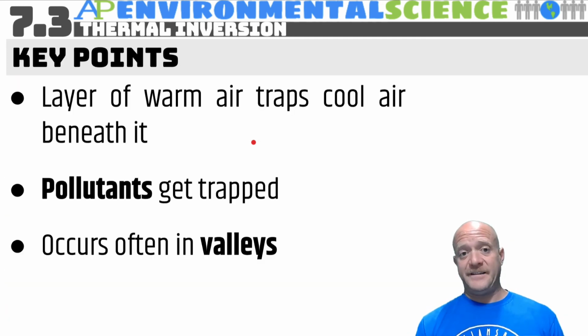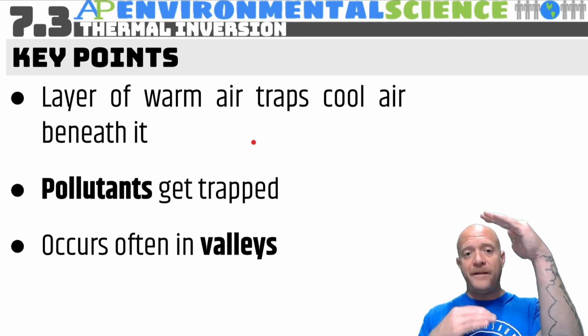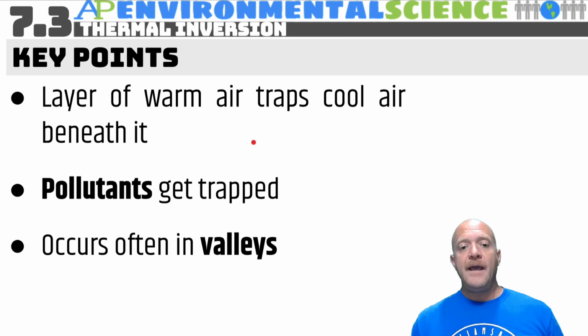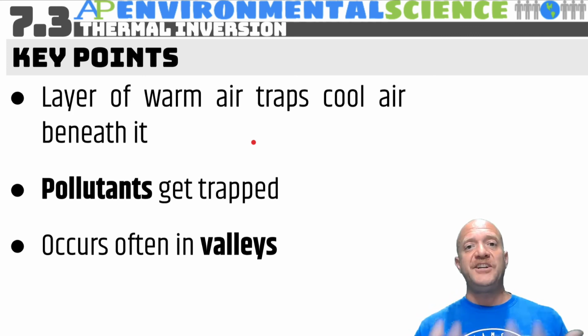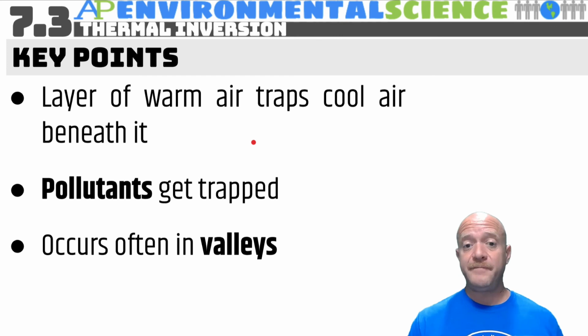So the key points to this for a thermal inversion is you have a layer of warm air that's trapping the cooler air beneath it. And with that air that gets trapped, you have pollutants also getting trapped. And this often occurs in valleys or somewhere where you have some sort of geologic feature like a mountain.